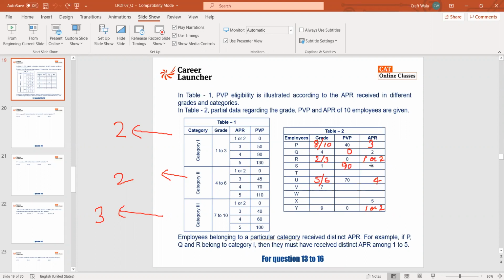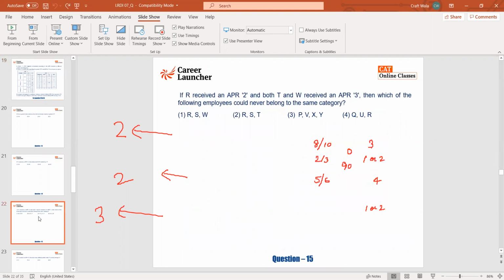So 3 APR has already been given to category 4 people. That means he is definitely not in category 4. So T has to be in either category 1 or category 2. And same way for whom else was 3 given? 3 was given for W. So W also, that means T and W both have to be either in category 1 or category 2 separately.